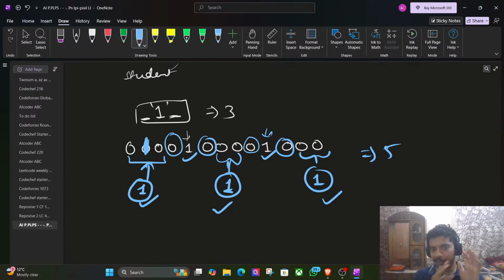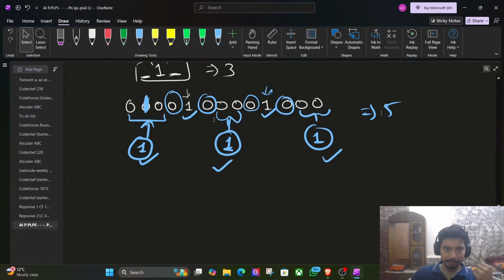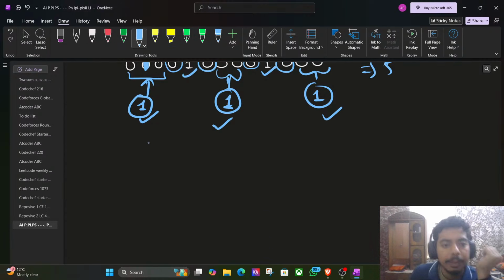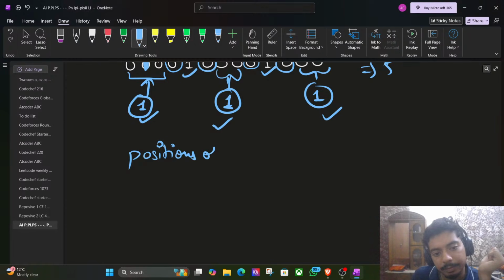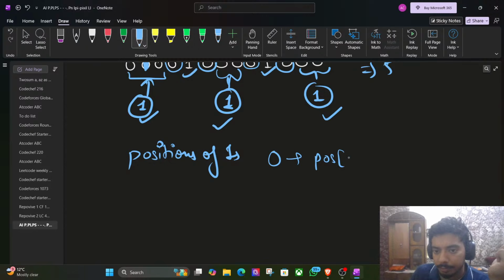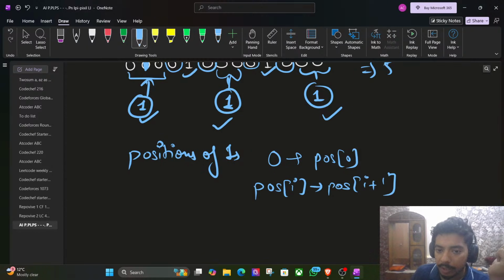So what's the idea that you get after seeing this? What can we do? One thing we can do is store all the positions of one, then start from position 0, and go for each position i, checking positions i minus 1 and i plus 1, and check the total number of empty seats. Check if the right and left positions have a 1.